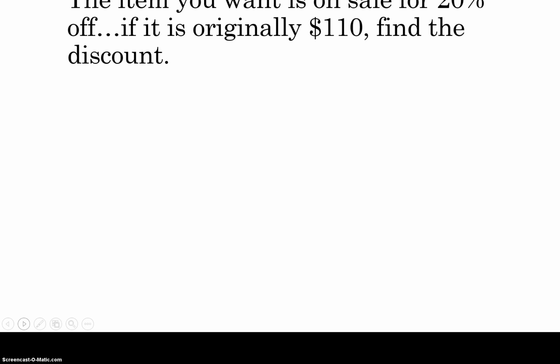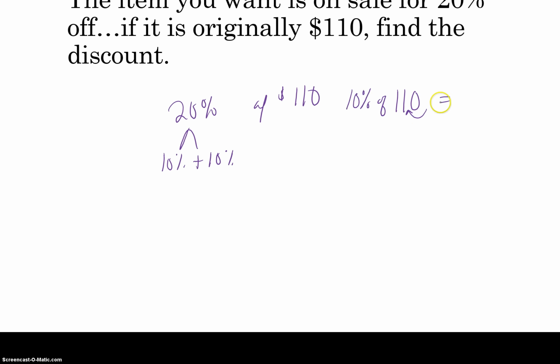Let's say there's an item you want on sale for 20% off. If it's originally $110, you can find the discount by taking 20% of 110, which would be two groups of 10%. For 10%, you just move the decimal in one spot. So 10% of 110 is $11. So 20% would be 11 plus 11. You'd have a discount of $22. You would save $22 on a sale at 20% if the original was $110.